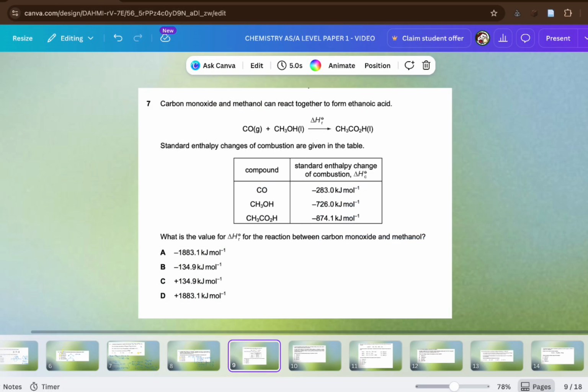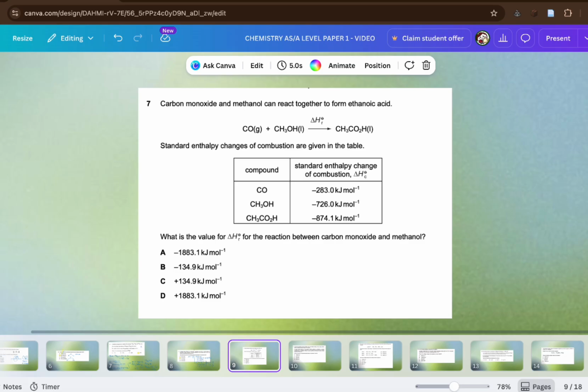Carbon monoxide and methanol can react together to form ethanoic acid. Standard enthalpy changes of combustion are given in the table. What is the value for the enthalpy change of reaction for the reaction between carbon monoxide and methanol?